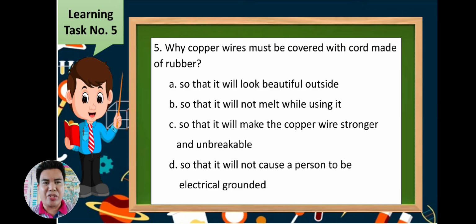Number 5 question. Why must copper wires be covered with cord made of rubber? A. So that it will look beautiful outside. B. So that it will not melt while using it. Letter C. So that it will make the copper wire stronger and unbreakable. Letter D. So that it will not cause a person to be electrically grounded. And our answer for that question is letter D.